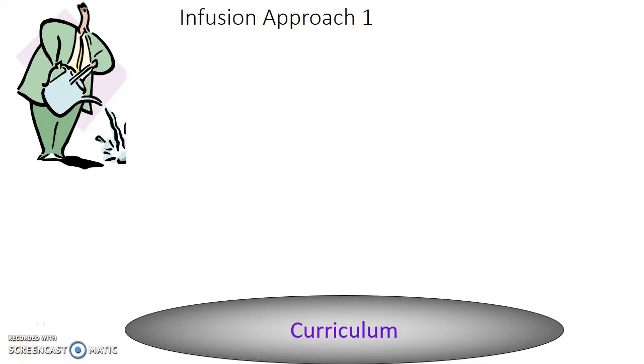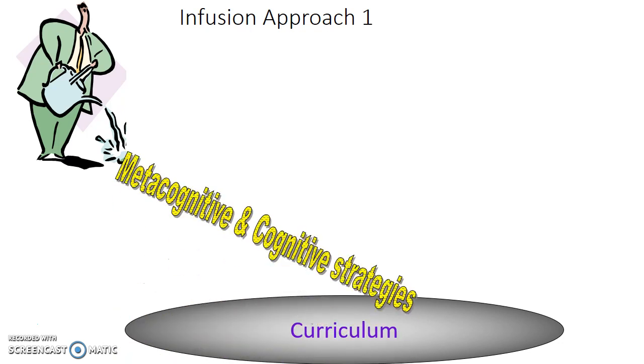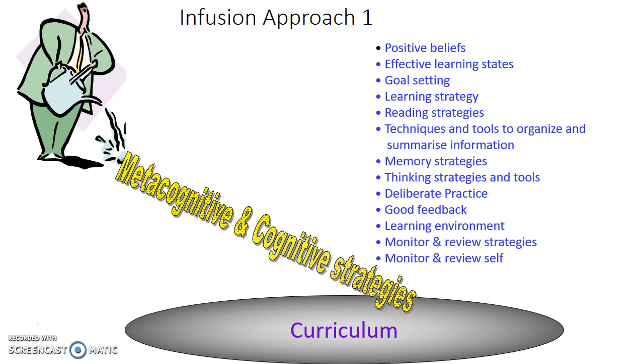When we design our curriculum, we typically think about the range of content areas and skills that we want to integrate into that curriculum, and it's often referred to as infusion. Now, one approach is this: you identify the fact that you want to put metacognitive, cognitive learning strategies into the curriculum so that you can develop those skills, and you then get a list of different types of cognitive learning strategies and metacognitive strategies, and you kind of pour them into the curriculum.